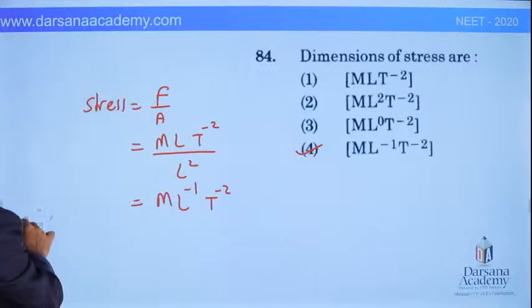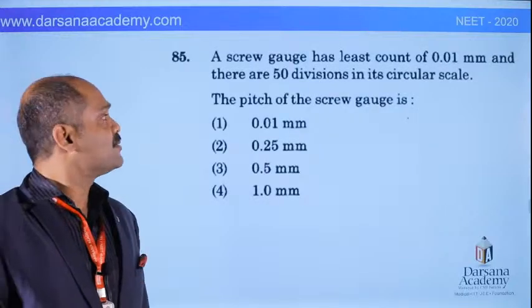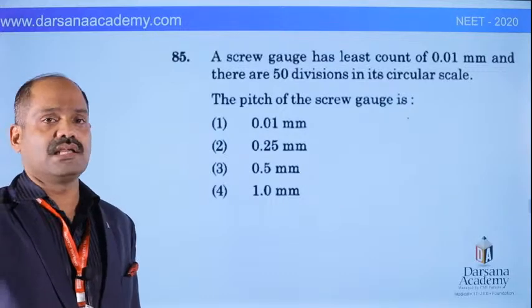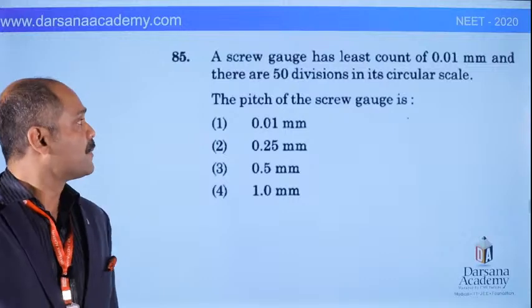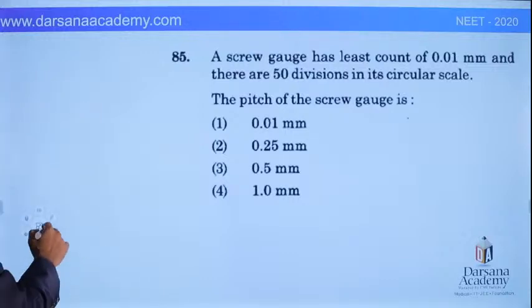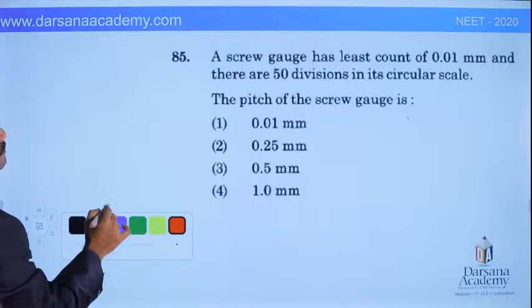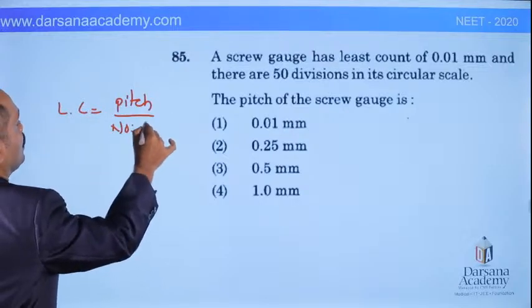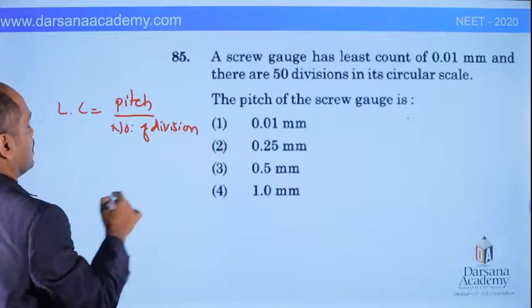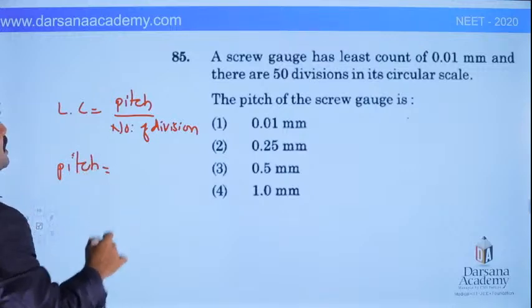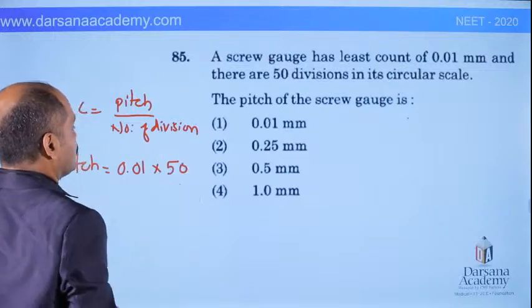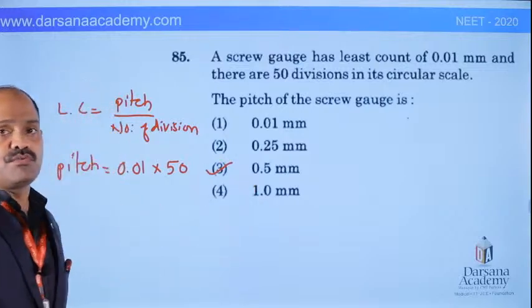Then the next one, again a units and dimensions chapter question, the screw gauge. The screw gauge has a least count of 0.01 millimeter, and there are 50 divisions in the circular scale. Usually a screw gauge has 100, but here they are using a different screw gauge having only 50 divisions. You are asked to find the pitch of the screw gauge. Least count is equal to pitch divided by the number of divisions in the circular scale. So pitch is equal to least count, 0.01, multiplied by the number of divisions, 50. You will get option number 3, 0.5 millimeter.